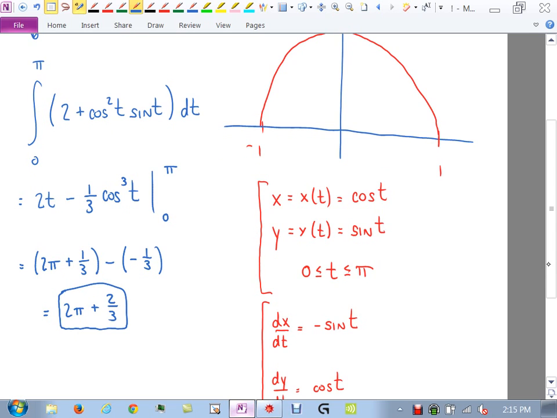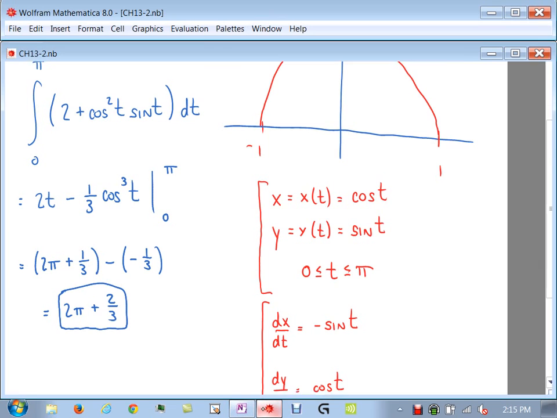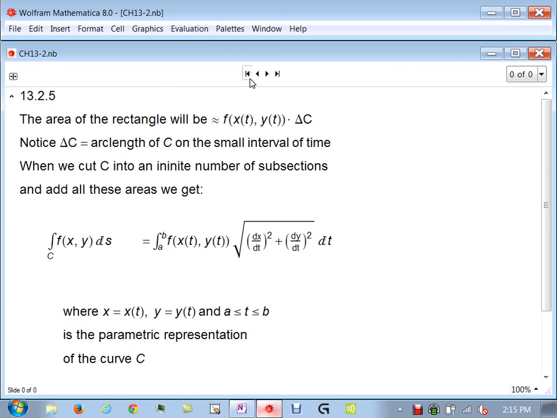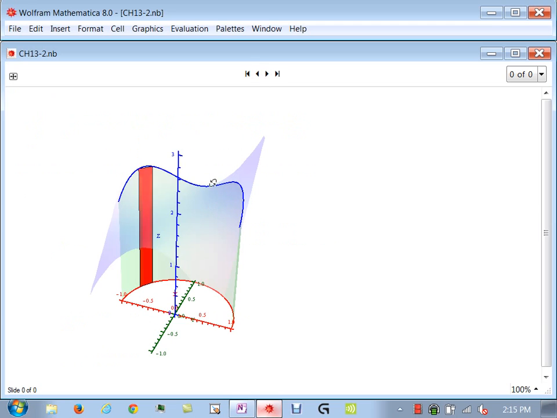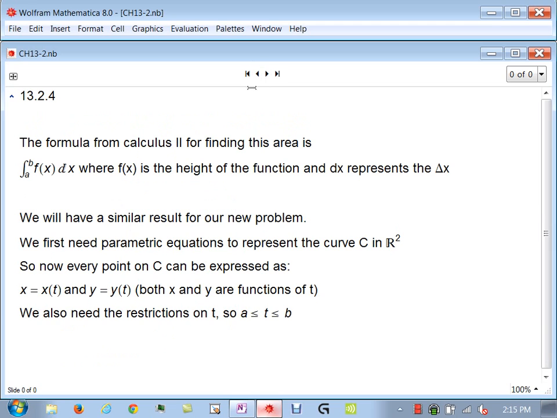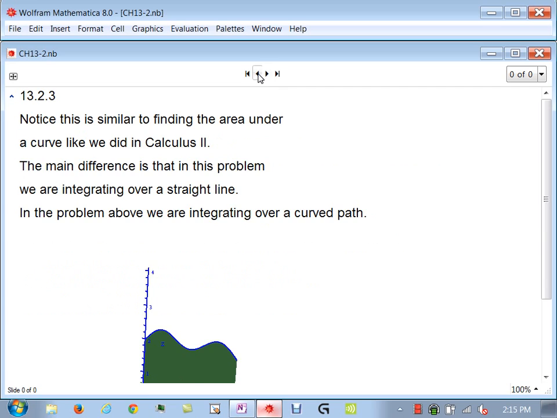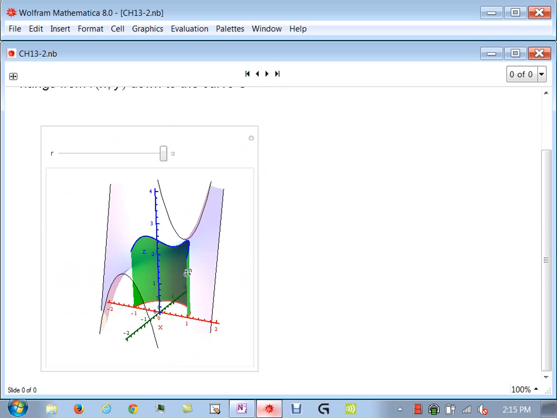What does that answer represent? The area of that curtain, right? And actually, the way I worked this out, if I'm not mistaken, I believe the area that we just found is that area right there. So this picture that I made here, this right here, is the problem we just did. So that green area is 2 pi plus 2/3. What do y'all think?